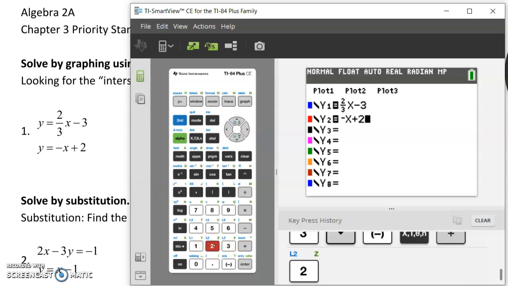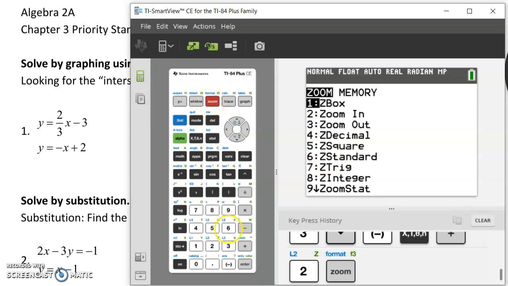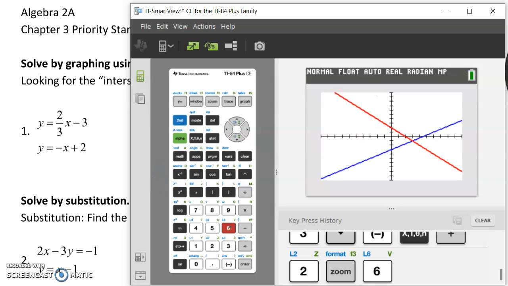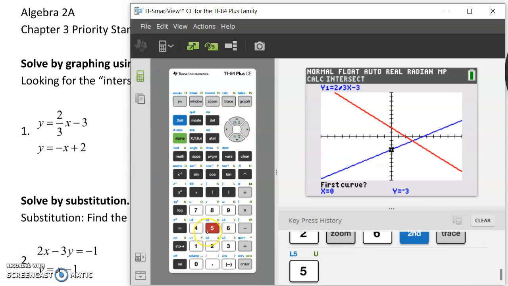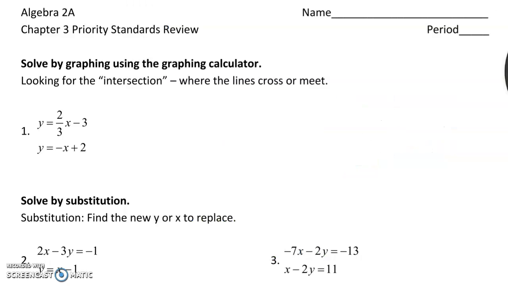I'm going to make sure my window is my standard window by going to zoom, number 6, and then I can see the graph. My point of intersection where the red and the blue line meet is what I need to find. So I'm going to go second trace, and I want to use number 5, which is intersect. Then I'm going to push enter 3 times: 1, 2, 3. And my point of intersection is 3, -1. So that is the solution for this system. I'm going to go ahead and put 3, -1 as my solution for that system.